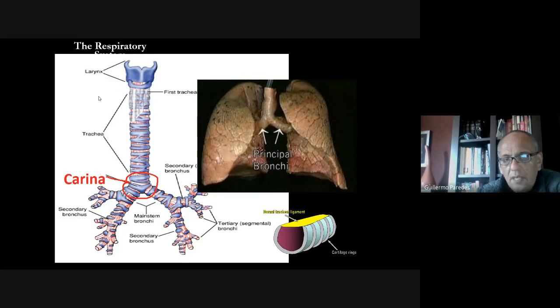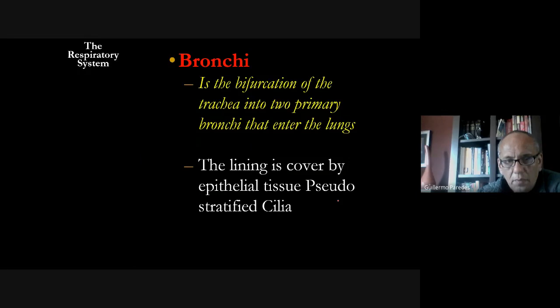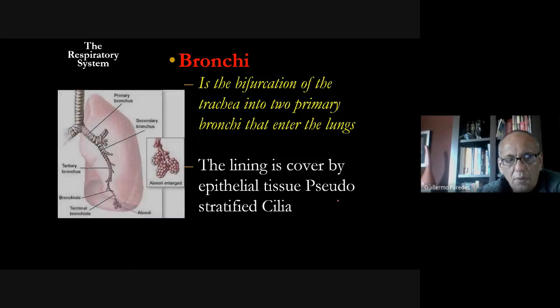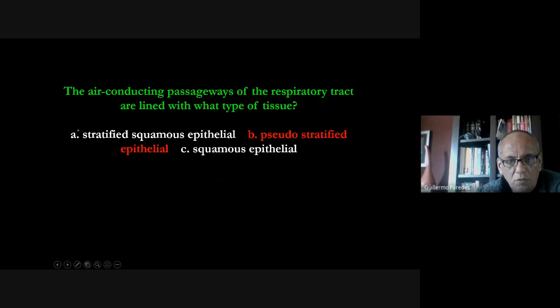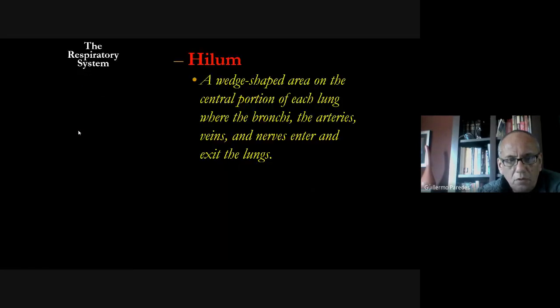The carina. Here we have the principal bronchi. Remember, these bronchi are going to divide 27 times, until they reach the alveolus. So can you see it's dividing 27 times? Here we have the main bronchi, the right and the left. And for that, I need to explain something before we go to the hilum.